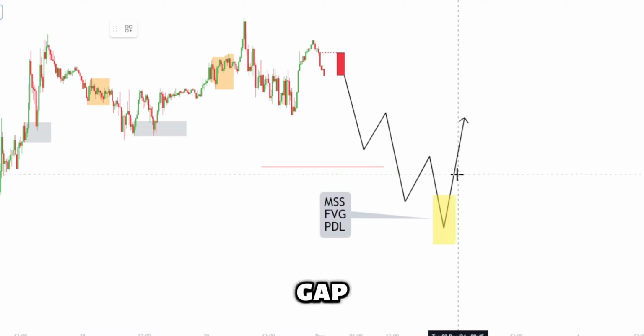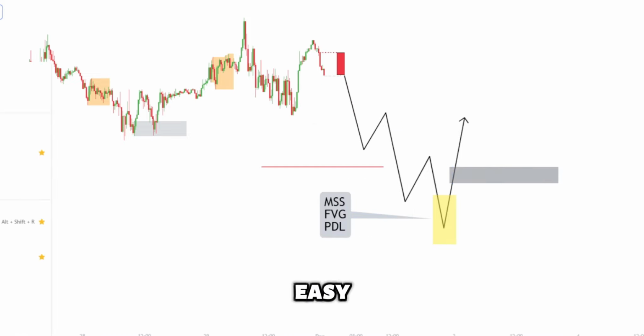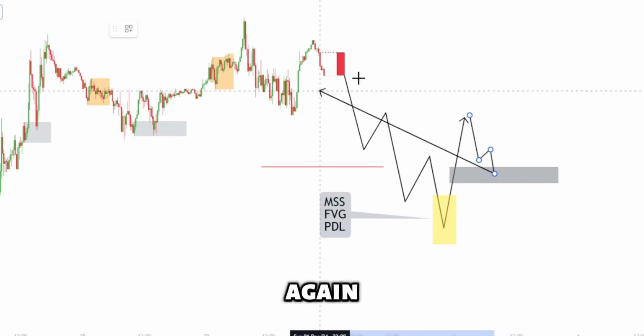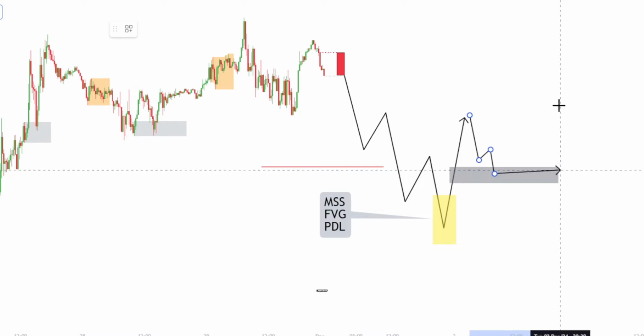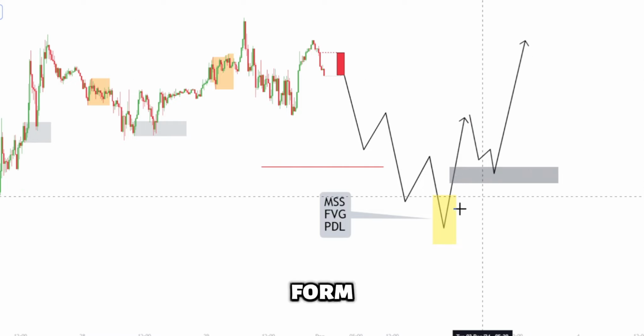Once we have the fair value gap from here, let's say if the fair value gap was here, it becomes very, very easy to key off an entry. Because we're below the weekly opening, we've swept liquidity, and we're simply looking for a move higher. This is how simple it is to form a higher time frame bias.